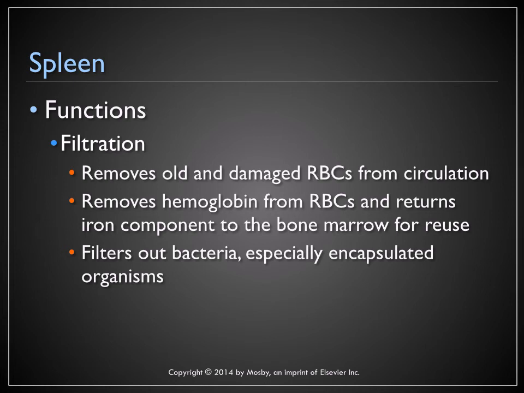The spleen is able to catabolize hemoglobin, which is released by hemolysis, and return the iron component of the hemoglobin to the bone marrow for reuse. So the spleen is good at catabolizing hemoglobin.